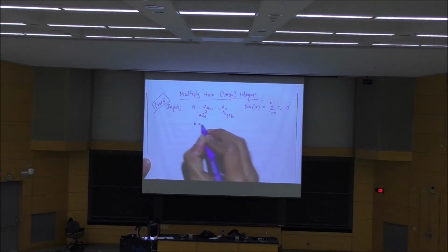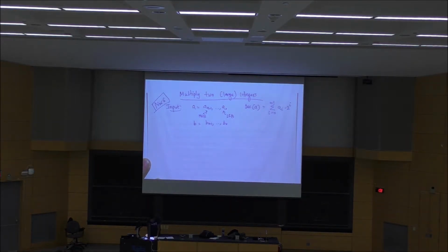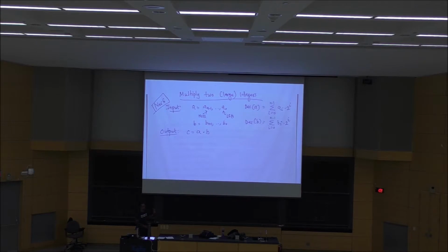We're also given another number B, and of course this expression has nothing specific to A, but just to write it down explicitly, you can also get the decimal equivalent of B by using the same formula. And you want to output C, that's the product of A times B. And I'm just going to use this tiny filled-in dot instead of a cross to denote the product.